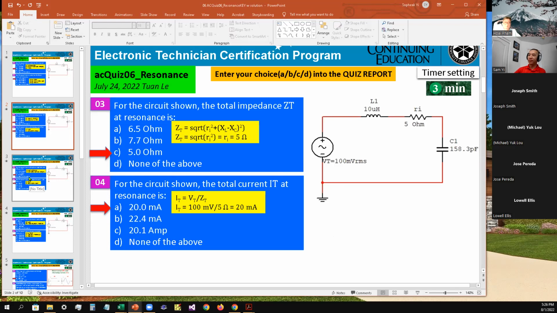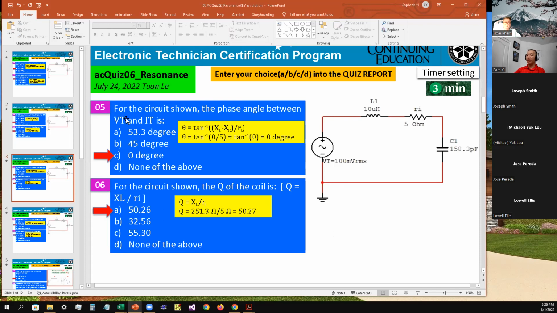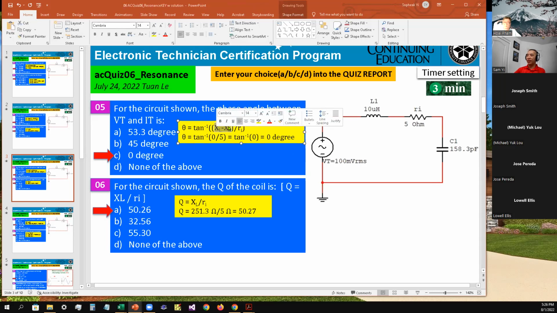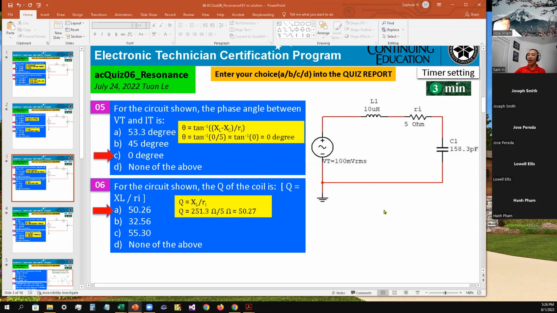For number 5, for the circuit shown, the phase angle between VT and IT is 0 degrees, because the only things affected by the phase angles are XC and XL, and since XC and XL cancel each other, you're going to have 0 degrees. Resistance doesn't have a phase shift, so it's 0 degrees. So the answer is C for number 5.